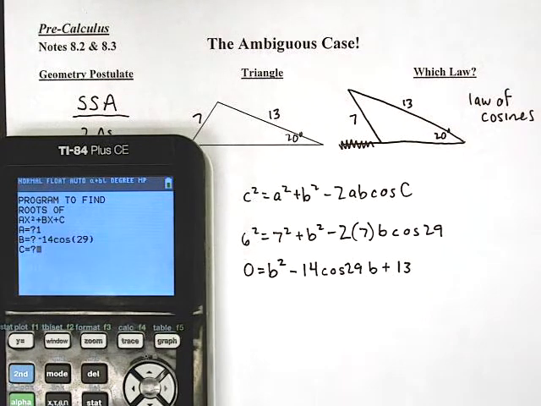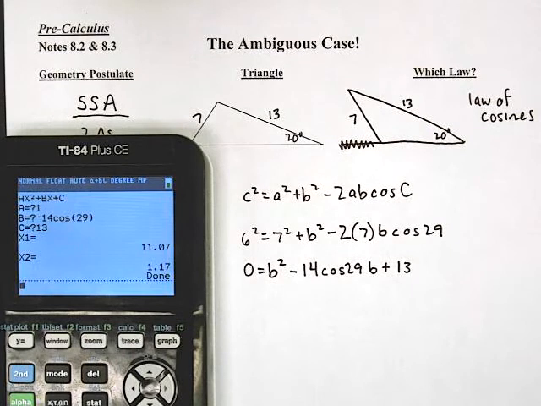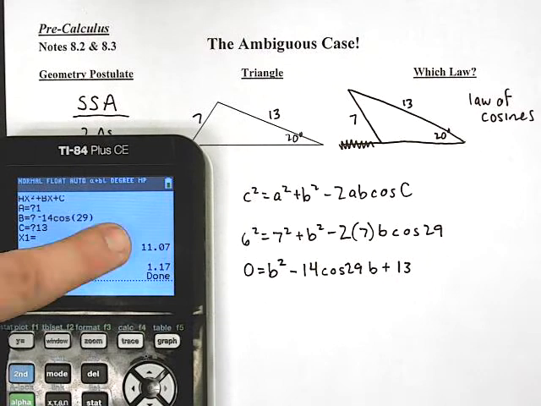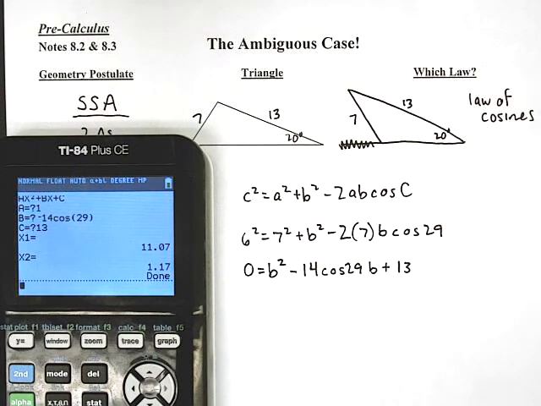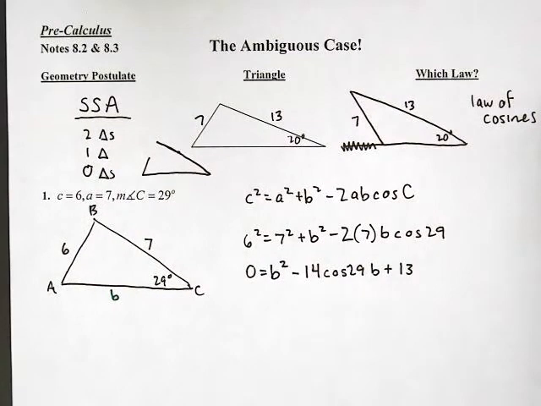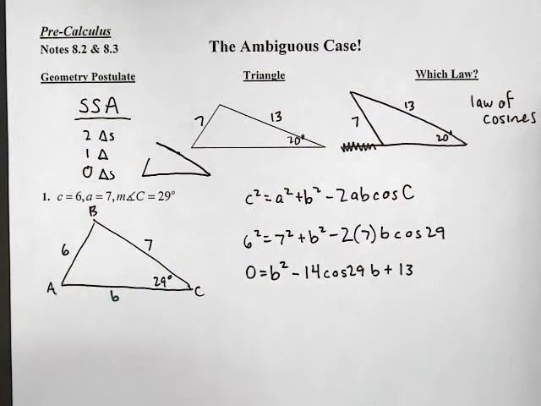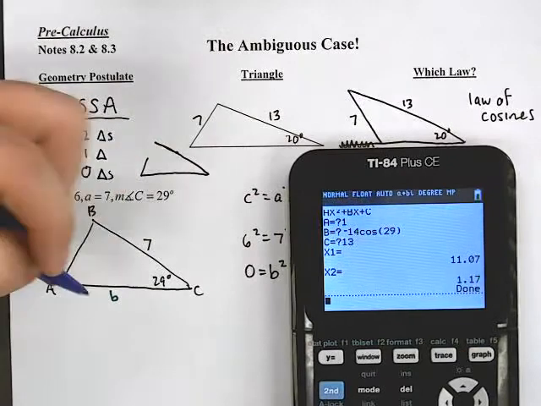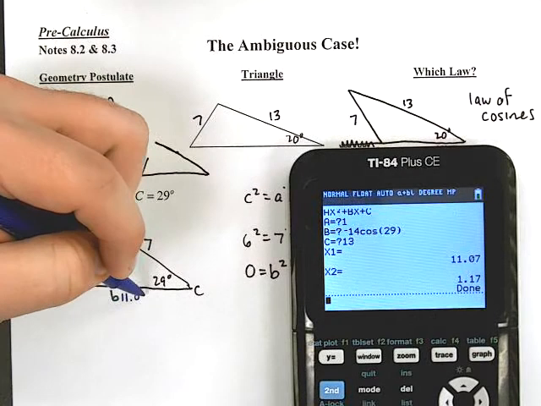And lastly, C is positive 13. Perfect. So we get 11.07 and 1.17. So this is an example of a situation where this b value can be either 11.07 or 1.17, well then I actually have 2 triangles. On this top triangle, because it's longer, I'm going to say that this is 11.07.